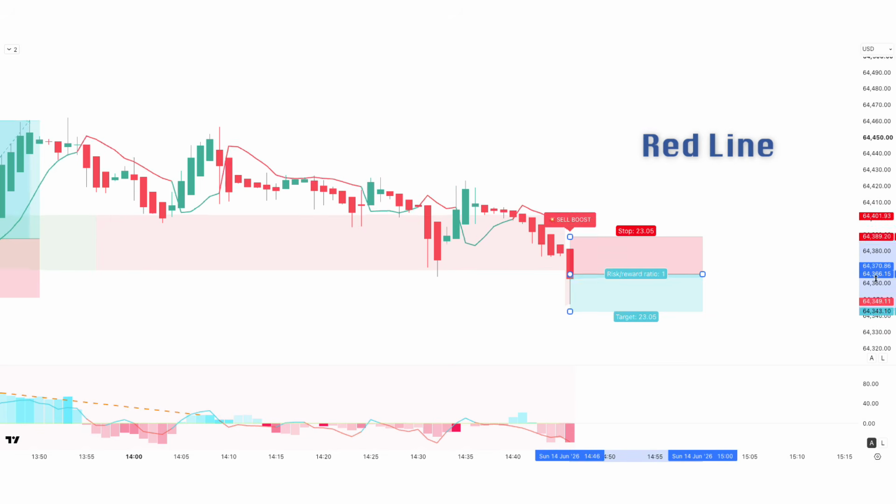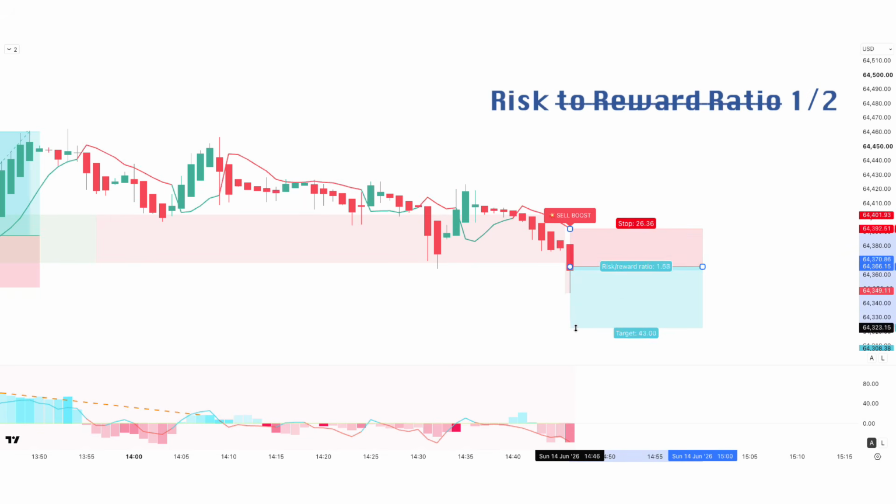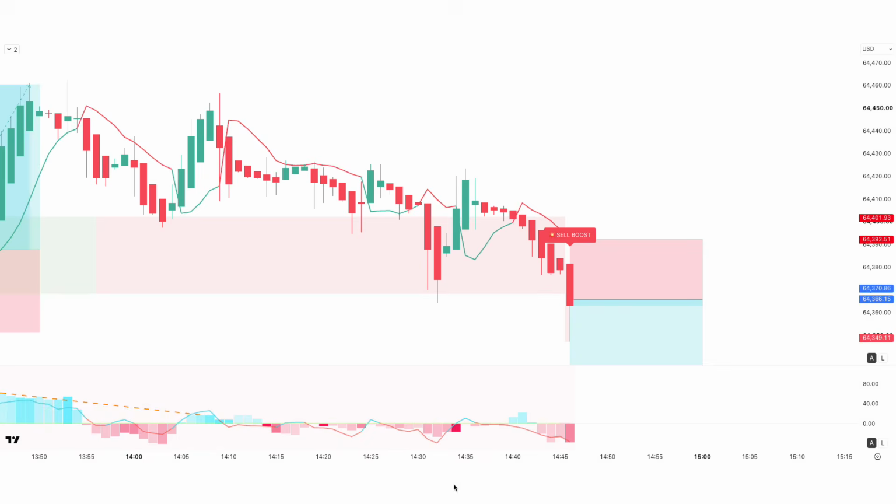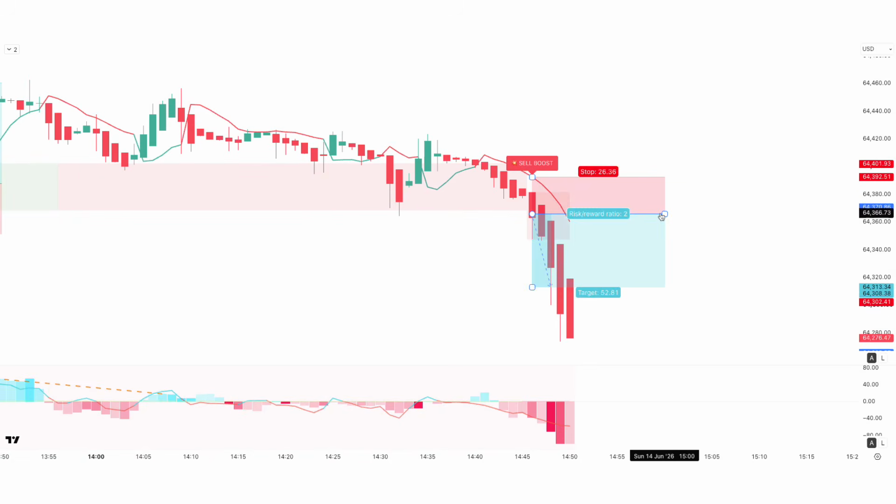Our stop loss is to be placed at the red line, and the risk-to-reward ratio will be 1:2. We have won the trade. Let's find the next trade.